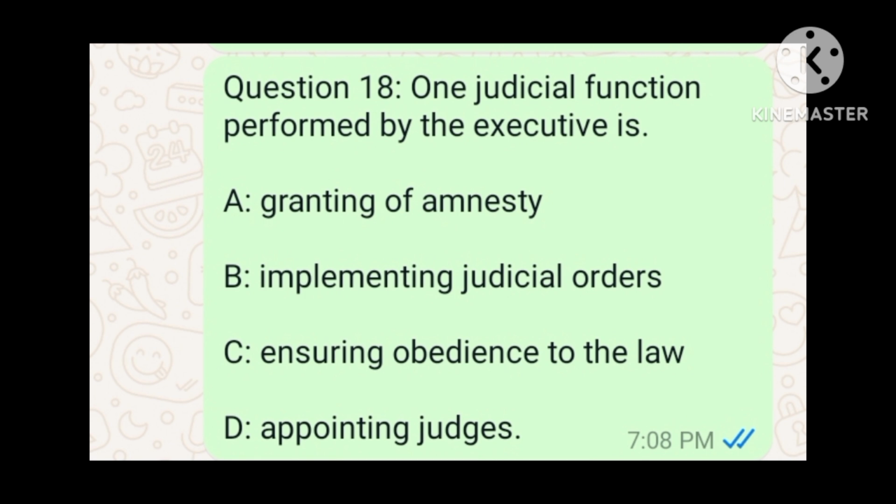We have 3 organs of government and they perform different but complementary functions. The legislature makes the law, the executive executes the law, while the judiciary interprets the law. Though it is the duty of the judiciary to say whether one committed an offense or not, the executive can as well pardon someone. So one of the judicial functions performed by the executive is granting of amnesty. Option A is the answer.